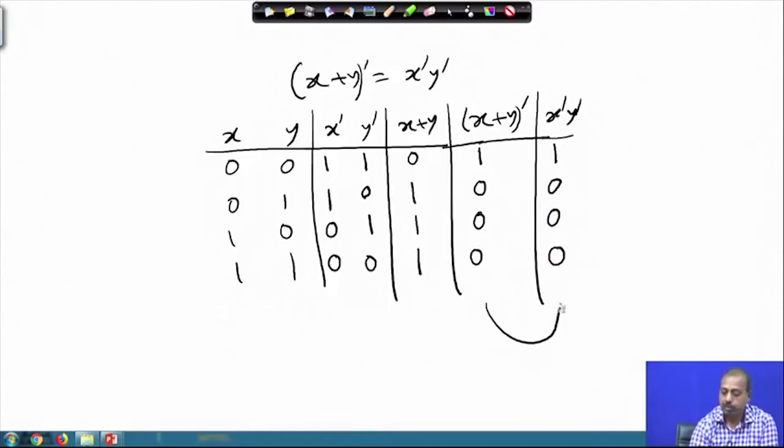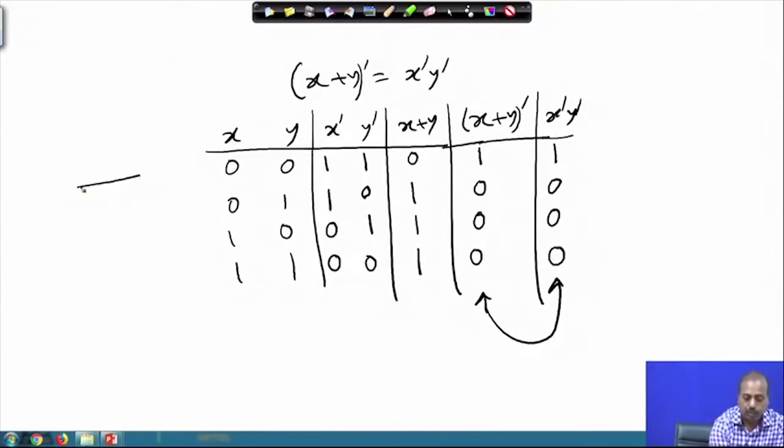Now, you compare these two columns of the truth table. They are always the same. That proves that for all possible assignments of x and y, the left hand side function and the right hand side function will produce the same output.